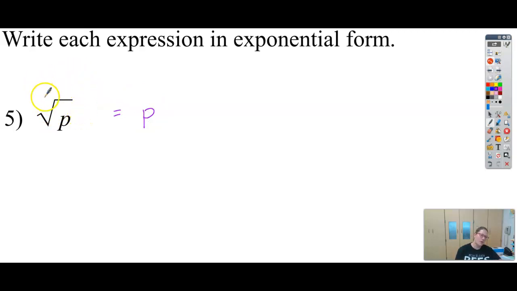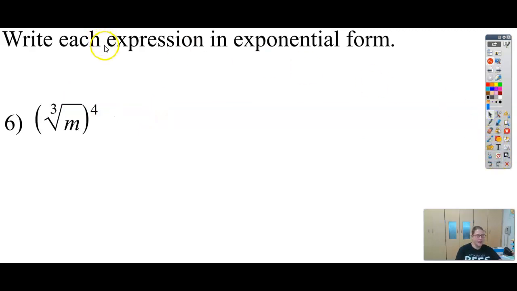So before we were going from exponential form to radical form, now we're going from radical form to exponential form. So this would just be equal to p over 1/2. Again, if I don't see a number in the v, it's a 2. If I don't see a number on this side, it's a 1. Okay, so that would just be p to the 1/2 power.